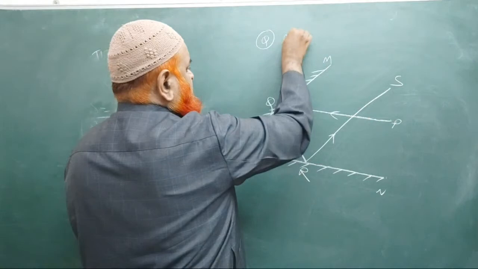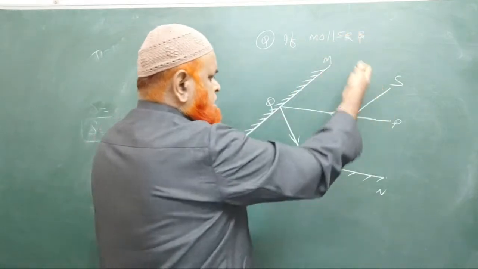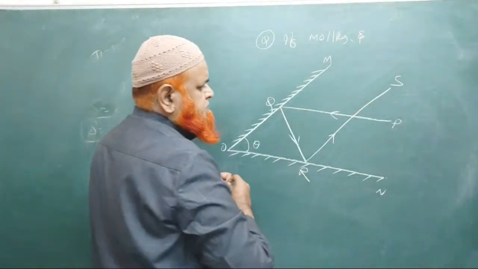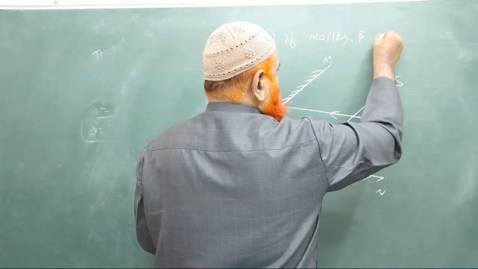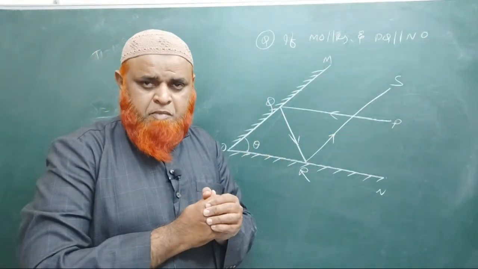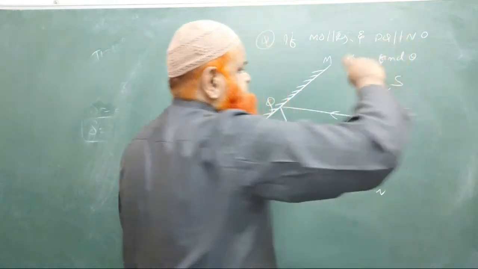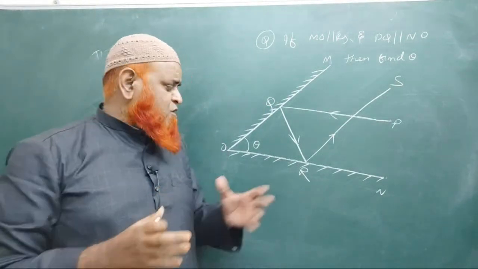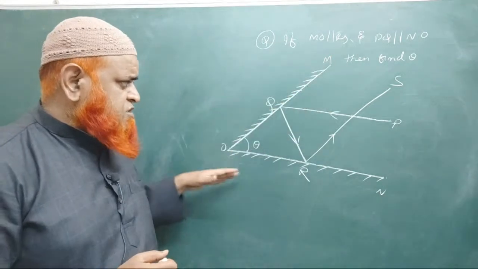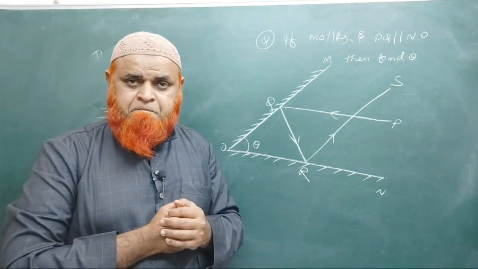The condition in the problem is, if MO is parallel to SR, or RS, whatever it may be, according to the order. MO parallel to SR, and before reflections, PQ is parallel to NO. This is the condition given in the problem. Then find theta. By giving these two small conditions, he is asking us to find out what is the angle between the two mirrors. The condition is MO is parallel to RS. These two light rays are parallel, and he is asking us to find out what is this angle theta. Can anybody tell me the answer?